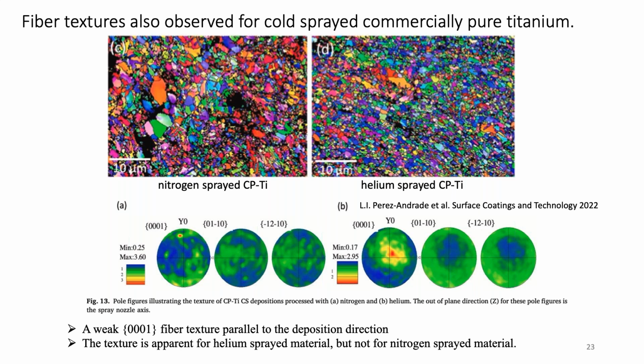These are inverse pole figure maps, I think just along the cold spray direction. And then you can see the corresponding pole figures where the Z direction is showing the spray nozzle axis. So for nitrogen sprayed CP titanium, we really didn't see any measurable texture, but we did see a weak basal type texture for the CP titanium sprayed with helium. And so that's an interesting development.